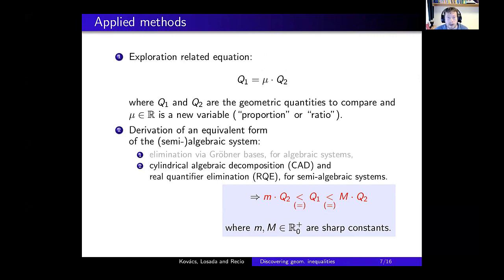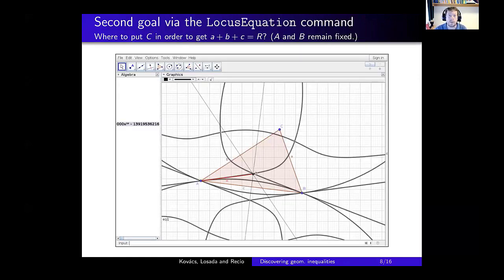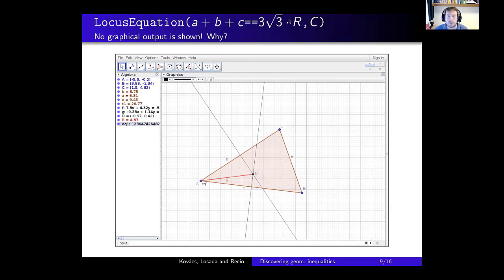So the second option to learn something more about the equality is to use the command LocusEquation. Implicit locus equation means that we are searching for the point C in this context: where to put C in order to, for example, have A plus B plus C equal to R. So this is the question, and we can learn, okay, if I put C on this curve, then I can get this equality. But of course, we are interested not in this equality, but one where the right-hand side should be 3 times the square root of 3 times R. And in this case, we don't get anything.